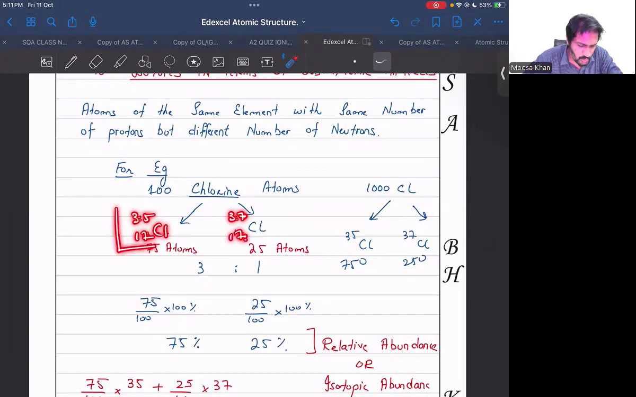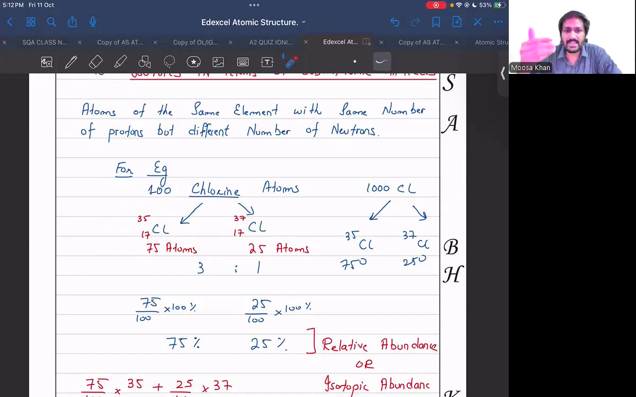Because if these two atoms have to be isotopes of each other, they must have the same atomic number. It means they must be atoms of the same element. But one of the isotopes has a mass number 35, and one has a mass number 37. But from which isotope should we represent a chlorine element? In the periodic table, the atomic mass of chlorine given is not 35 or 37. It is 35.5.